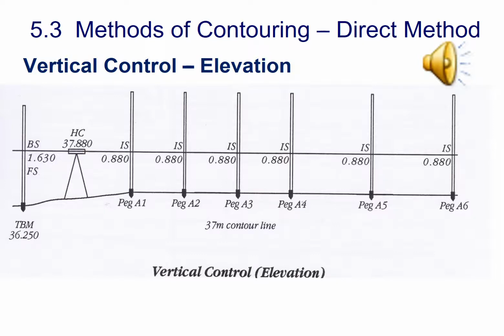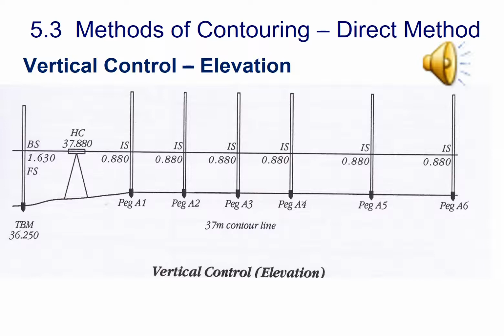So if you do a simple calculation with height of collimation, that would suggest that the reading on the staff would have to be 0.880 to determine that the piece of ground you are on at that point has a 37 meter contour, or has an elevation of 37 meters. It has to be 0.880 below the height of collimation.